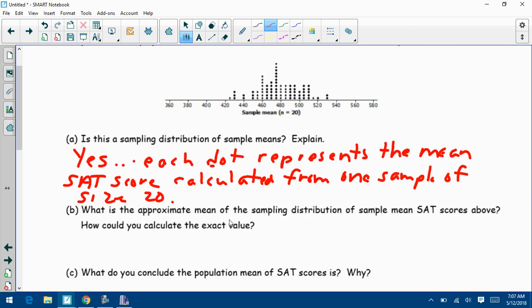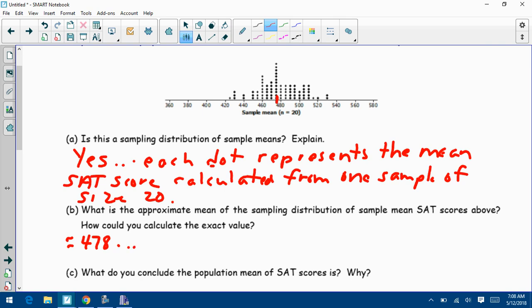It says, what's the approximate mean of the sampling distribution of sample mean SAT scores above? How can you calculate the exact value? Well, the approximate mean would be what's right around the center. So I would say right around here is the center. So what's that? 480-ish, 478-ish, something like that. So about 478 maybe. And if I wanted the true, exact value, I would take every single dot, so 420, 425 plus 430 plus 430 plus 430 plus 440 plus 440, divide by however many dots I have, and I would calculate the exact value.